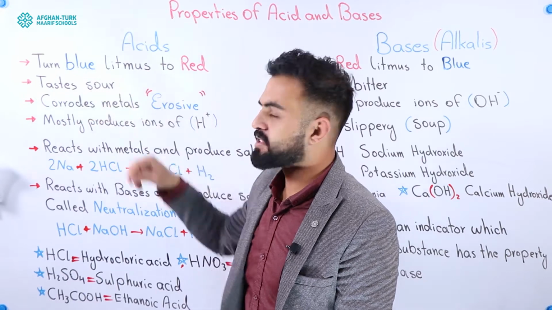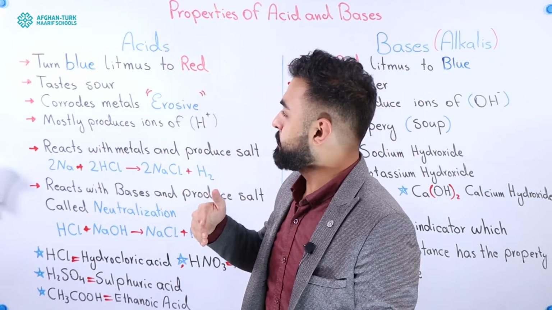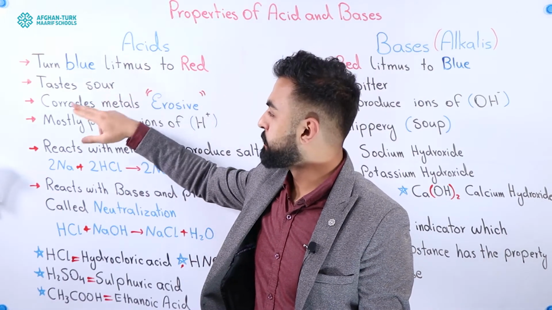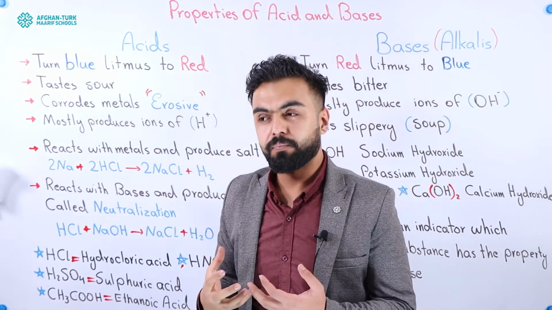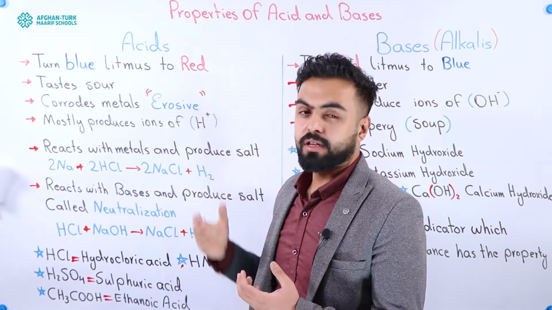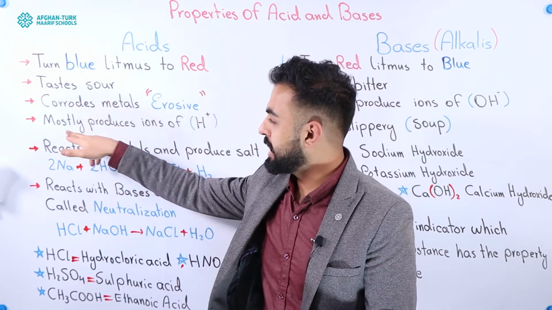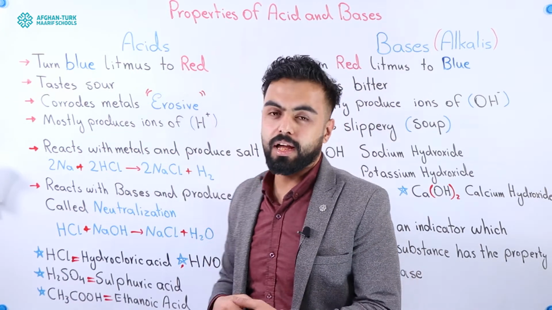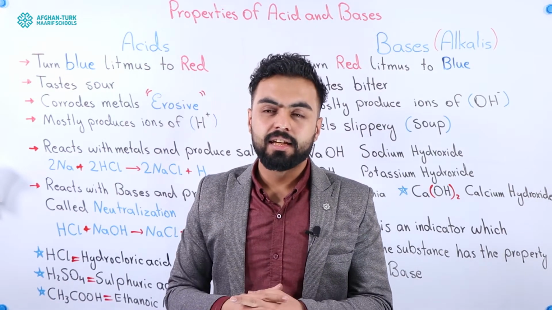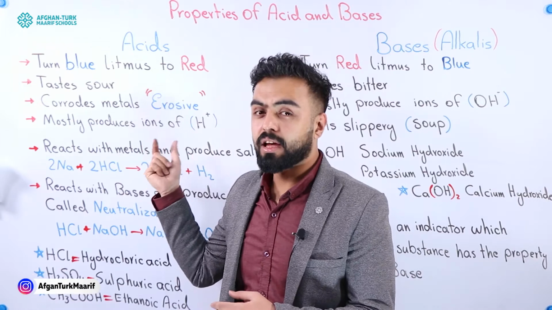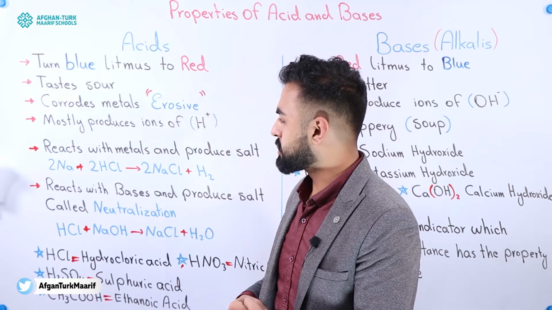Acid tastes sour, like lemon that we use. They actually have acid inside them, so they taste sour. They corrode metals, so they are erosive and they can somehow destroy the metals. Mostly they produce ions of hydrogen, as we studied, and Mr. Arrhenius defined the acid, they produce ions of hydrogen when they are dissolved in water.